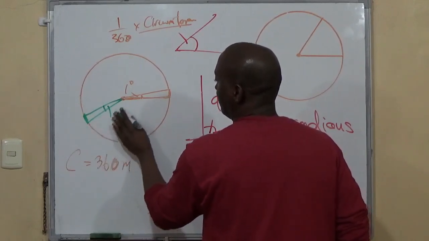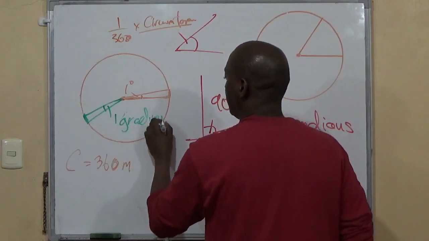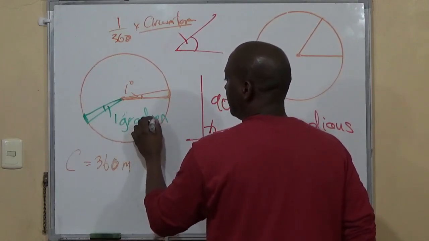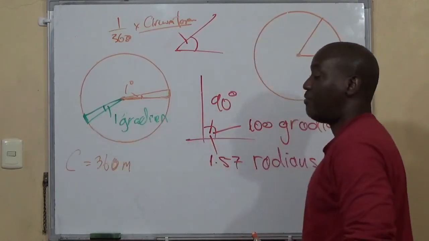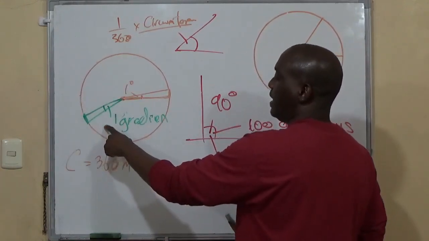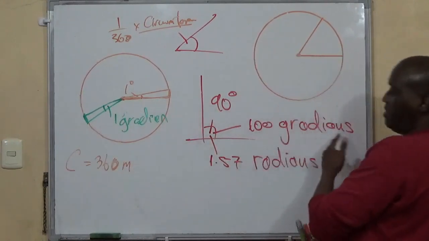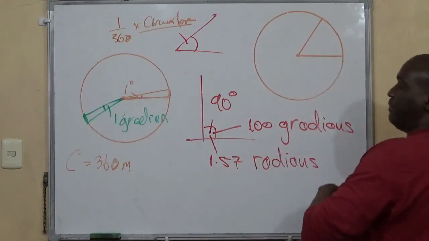Well, it won't be the same. It will be 1 gradient. That is to say that you have 400 of these things in the whole circle. Hence, for the right angle, which is a quarter of the circle, you'll have 100 gradients.